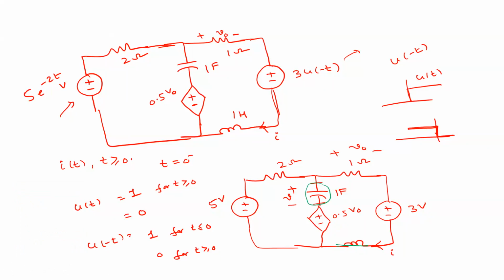So I and V are 2 by 3, sir. I is 2 by 3, and V is also 2 by 3. What is I? 2 by 3, sir. And V naught is also 2 by 3. Okay, just check it out.